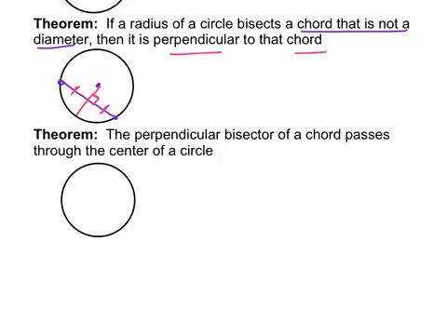Alright, last one here. The perpendicular bisector of a chord passes through the center of a circle. So let's say that here's the center of our circle. Here's a chord right here. If I were to draw in the perpendicular bisector of this, so I need a line that's going to be perpendicular and it's going to bisect. So let's say I just draw in a line like this and then pretend that I drew that better and it went through the center of the circle. So perpendicular and then it bisects it. It will go through the center of your circle every time.